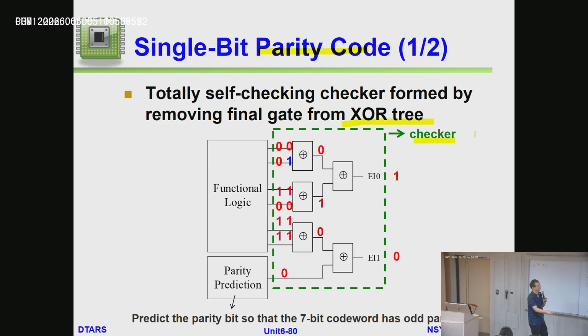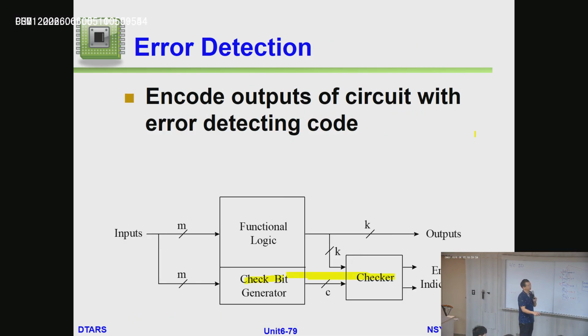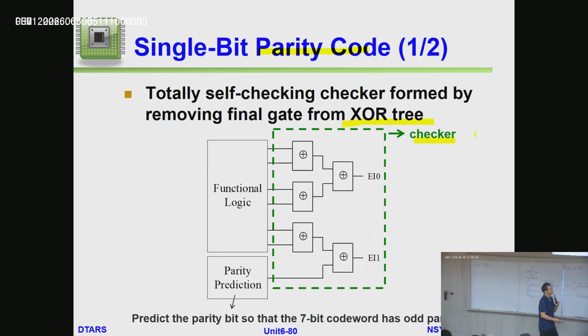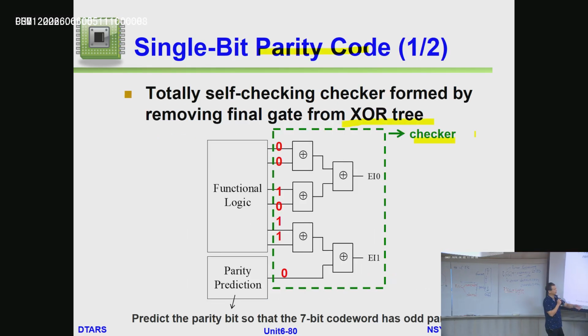So this one corresponds to the checker design. And the check bit generator is actually this one. Basically, it is also an XOR tree. You can think about that: how can you generate this parity bit? If you are the designer, how would you implement this parity prediction circuitry? Basically, you can use exclusive OR gates to deal with this output. Then you can generate the parity bits. Okay, so this is the idea.